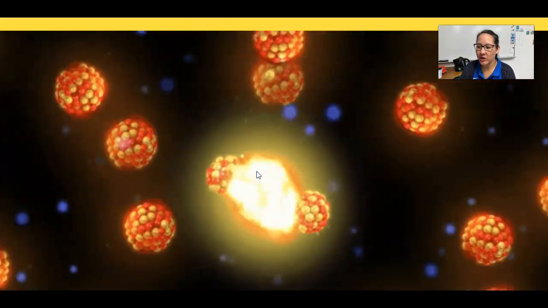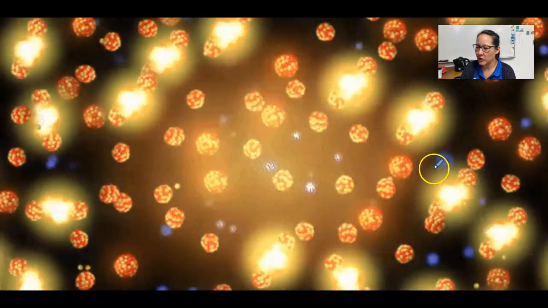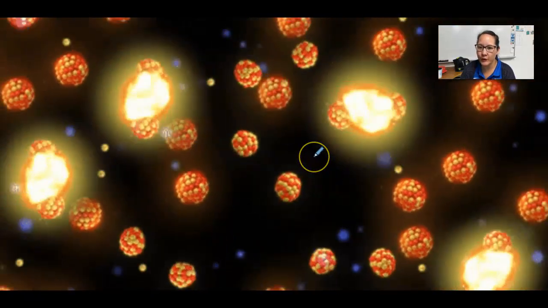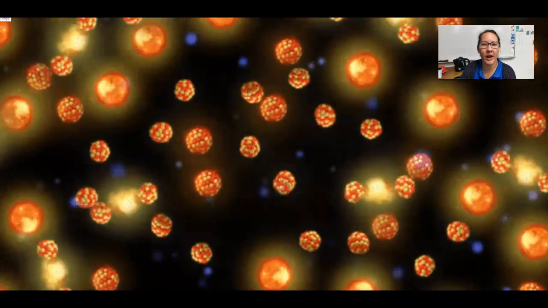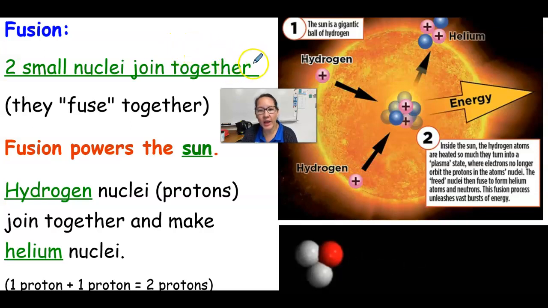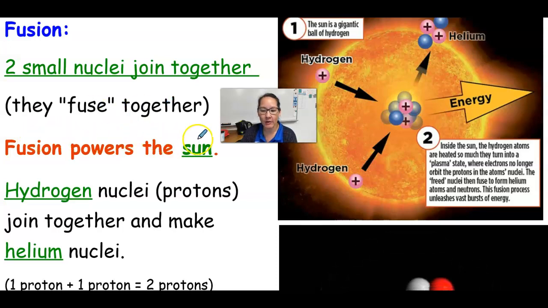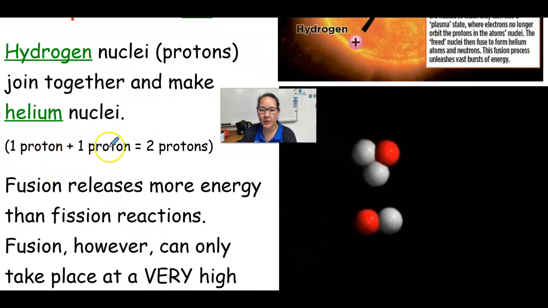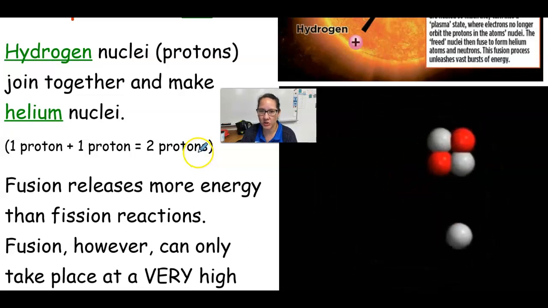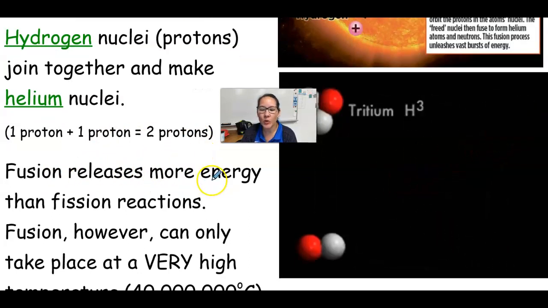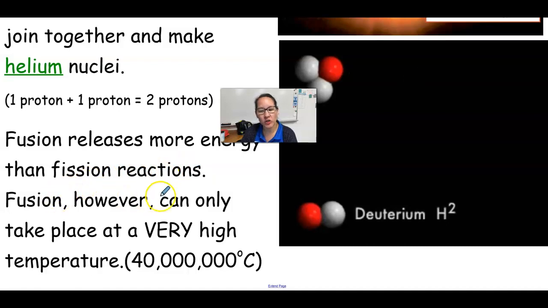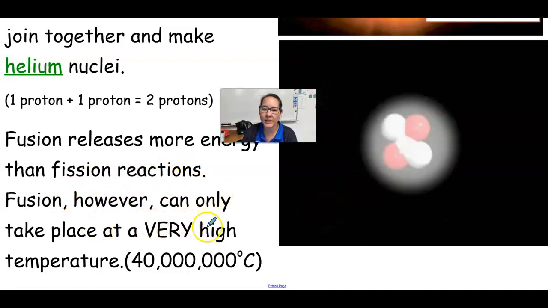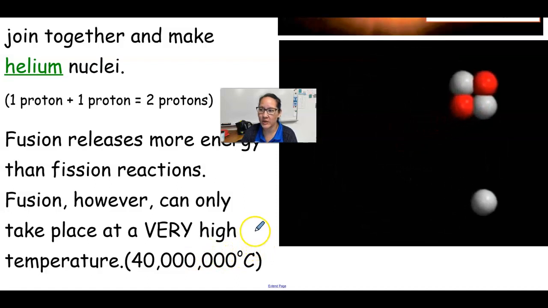Here's what a chain reaction would look like, where we have fission occurring everywhere and causing more fission and then more fission, which is a chain reaction. Fusion is when 2 small nuclei join together, they fuse together, they combine. Fusion is what powers the sun. Hydrogen nuclei, protons, join together and make helium nuclei. So 1 proton plus 1 proton equals 2 protons, which is a helium. Fusion releases more energy than fission reactions. Fusion, however, can only take place at a very high temperature, 40 million degrees Celsius.